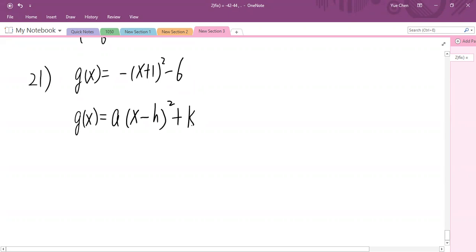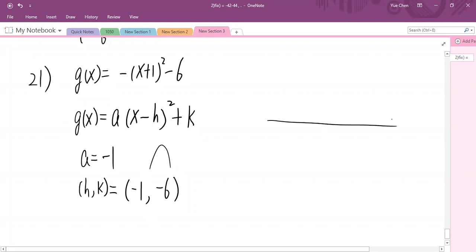So compare these two. Here a is negative 1, which is a negative number, so it should open down. And here (h, k) is the vertex. This plus 1 here is minus h, so h would be negative 1. k is negative 6. So the graph will look like this: if this is negative 1, here is negative 6. So this is the vertex, open down. So this is the graph.